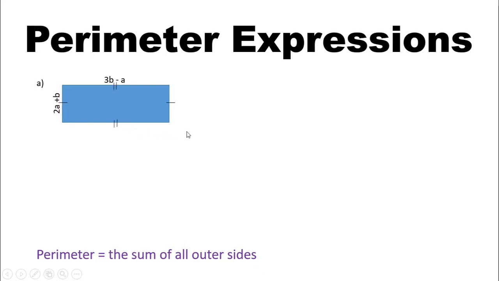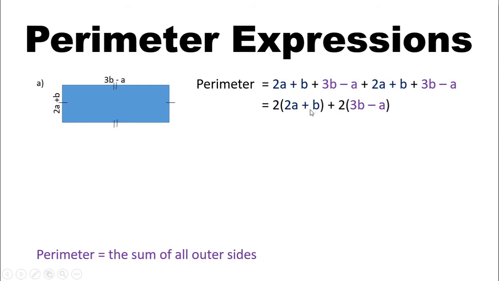So I could say that the perimeter, being the sum of all the sides, will be equal to 2a plus b plus 3b minus a plus 2a plus b plus 3b minus a. But because I know that this is a rectangle and I've got two pairs of equal length sides, I could also write that as 2 of these (2a plus b) sides and 2 of these (3b minus a) sides. Then I can expand these brackets to simplify this expression.